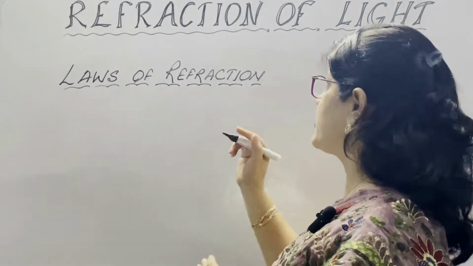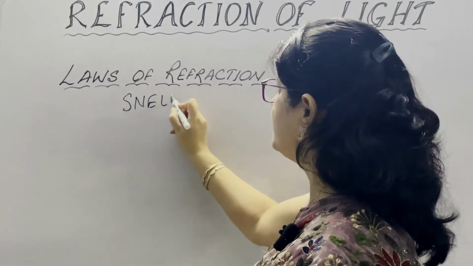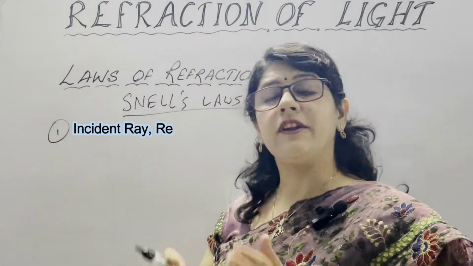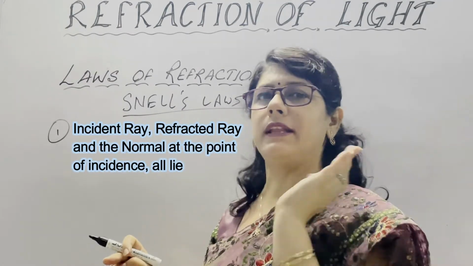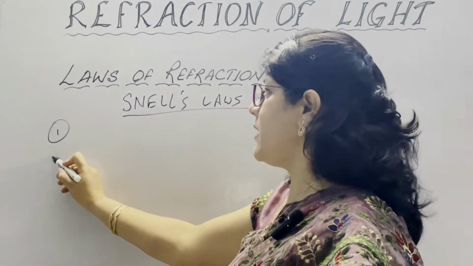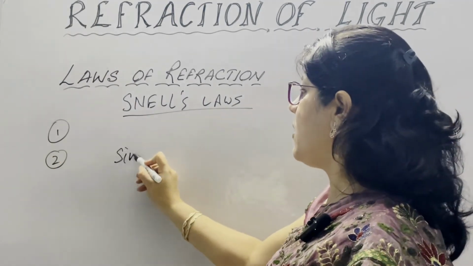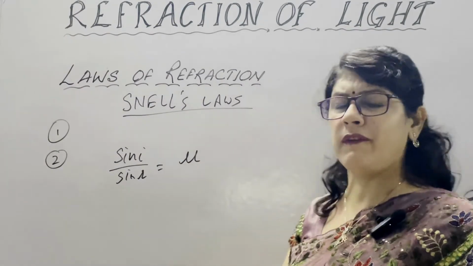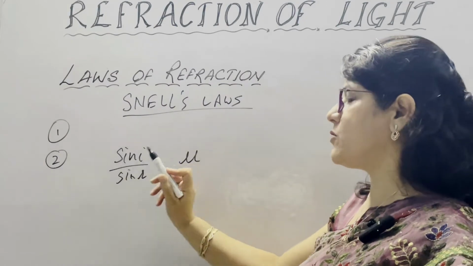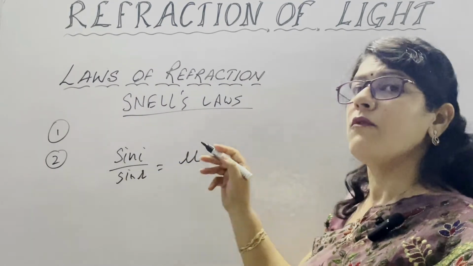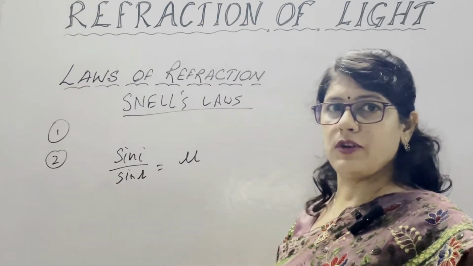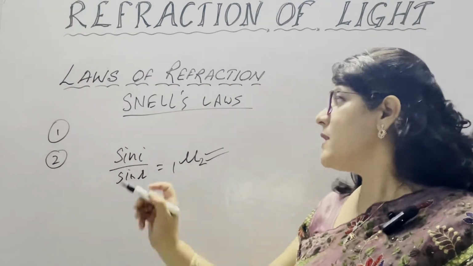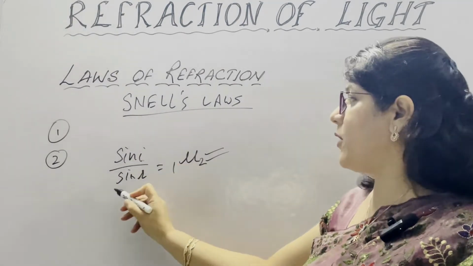Now coming to the laws of refraction, which are also known as Snell's laws. Our first law of refraction is that the incident ray, the refracted ray and the normal at the point of incidence all lie in the same plane. This is quite similar to the second law of reflection. Now, the second law is that sine I upon sine R is equal to a constant, and this constant is known as mu, the refractive index. The ratio of the sine of the angle of incidence to the sine of the angle of refraction is constant for a given pair of media. This is our second law of refraction, and this constant is known as the refractive index of the second medium with respect to the first medium. It means the angle of incidence in the first medium and the angle of refraction in the second medium.